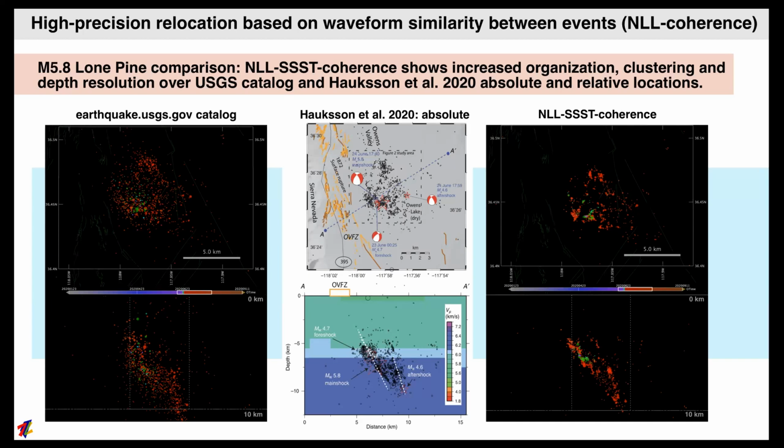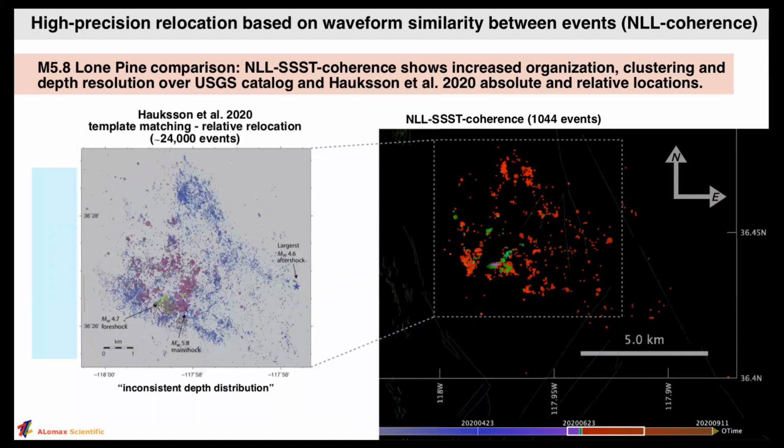You might see this. But Hauksson et al. for this sequence also did very high resolution, very high precision template matching relative location of a much larger number of events, 24,000 events. And here I compare the same NonLinLoc coherence locations I just showed with these very high precision relative locations. It's a bit difficult to compare because of the difference in numbers of events, but there are clearly many similar features on various scales, including clustering and lineations. So it seems that the NonLinLoc coherence relocations, the absolute coherence relocations in this case, are approaching the quality and information that's in very high precision relative locations.